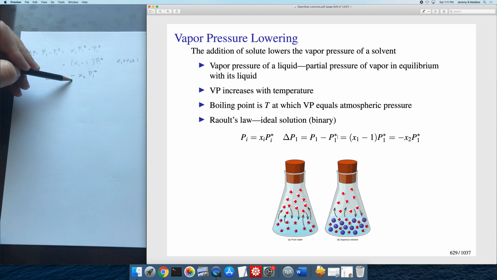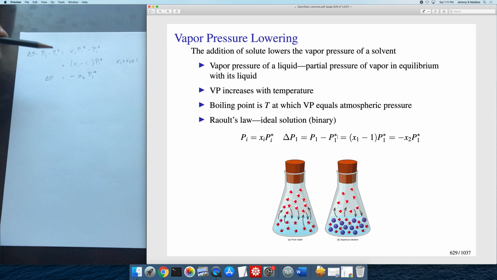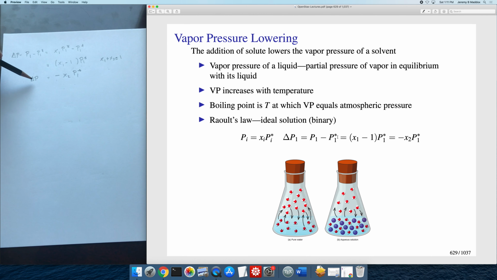negative. So the vapor pressure always is lowered. That's why we call it the vapor pressure lowering. And the magnitude of the change depends only on the concentration of the solute. It depends on the mole fraction of the solute. It does not depend on what the solute is.